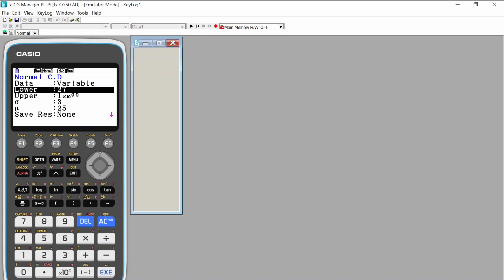So our lower value now was 2.3741. Our upper value is 1 times 10 to the power of 99. Sigma was 1 and my mu was 0. And my probability is, oh, it's a small number. We're going to do it to 4 decimal places as we always do, so 0.0080.